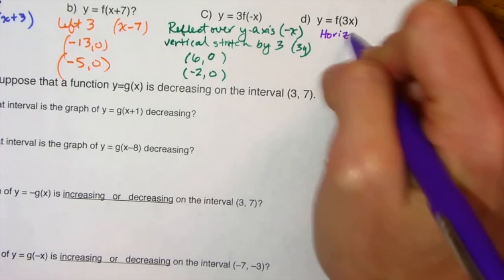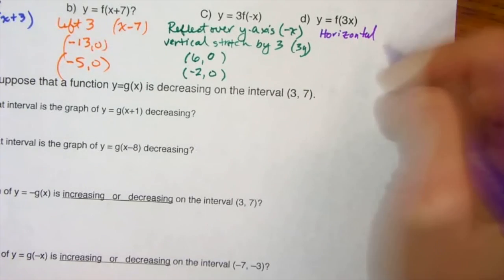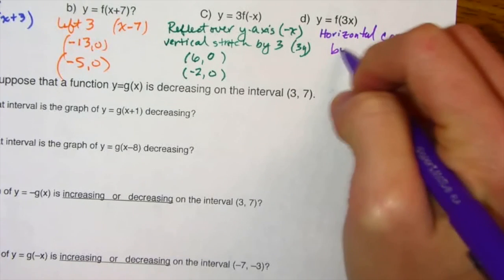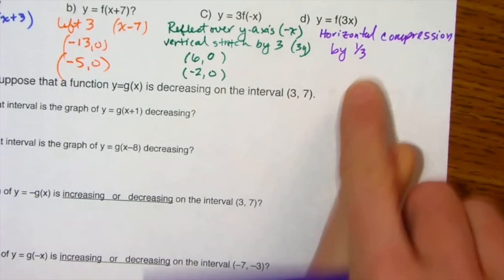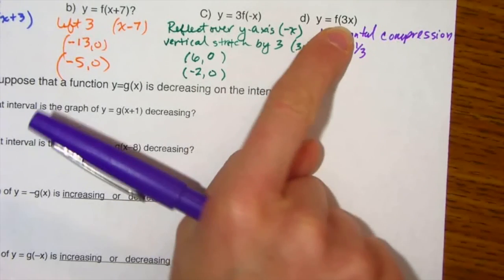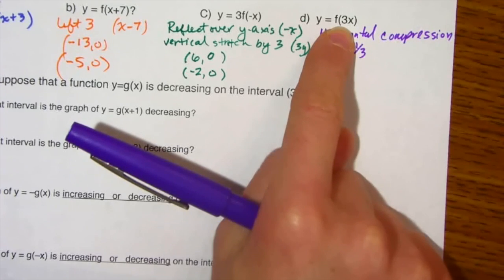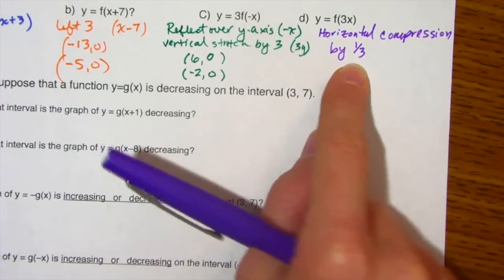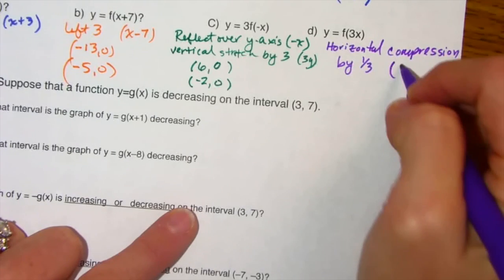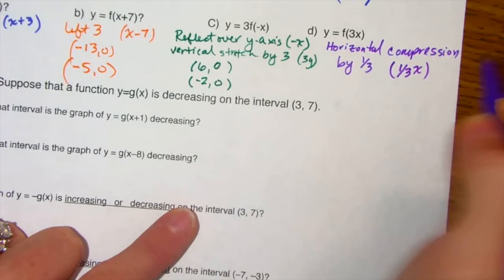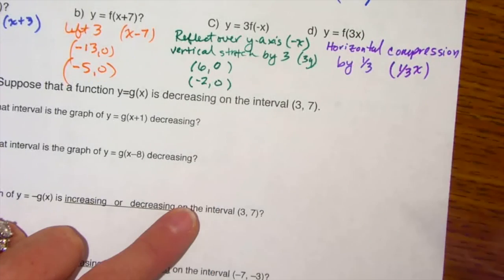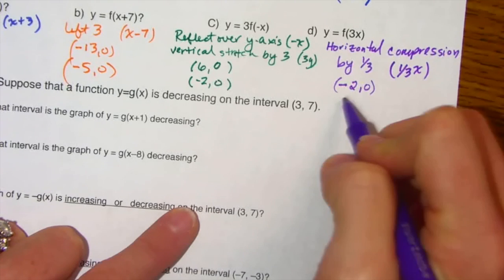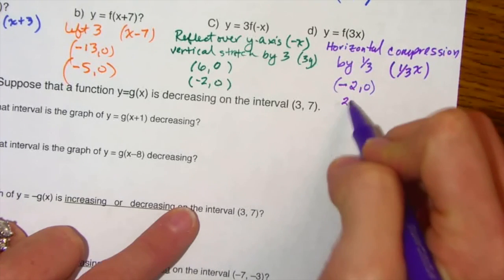And what is happening here? It's a compression by how much? By 1/3. So horizontal compression by 1/3. Anytime you have an operation that's part of your input, you're always doing the opposite operation. So instead of multiplying by 3, you're actually dividing by 3, which means you're multiplying by 1/3. So this is 1/3 times your x values. So instead of negative 6, what are we going to have? And instead of 2, yeah, just 2/3.